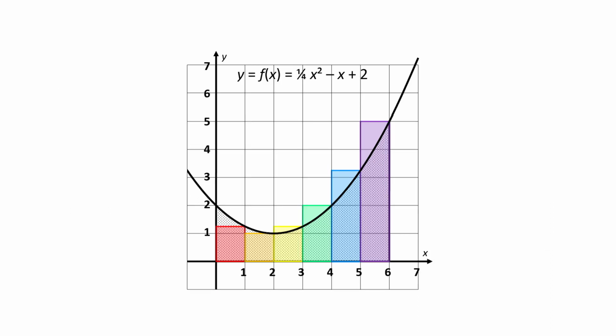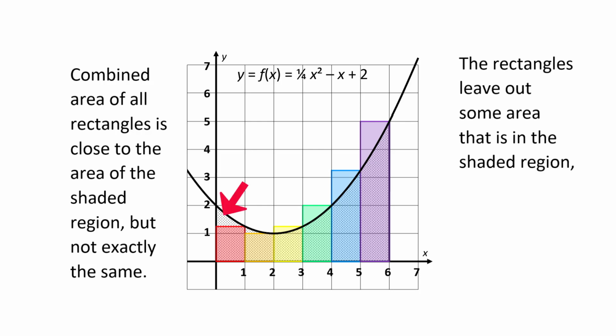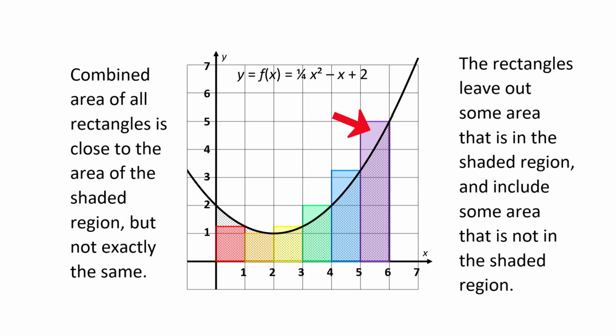You can see that the total area of all the narrow rectangles is close to the same as the area of the region, but not quite the same. The rectangles leave out some area that is in the shaded region, and the rectangles include some area that is not in the shaded region.